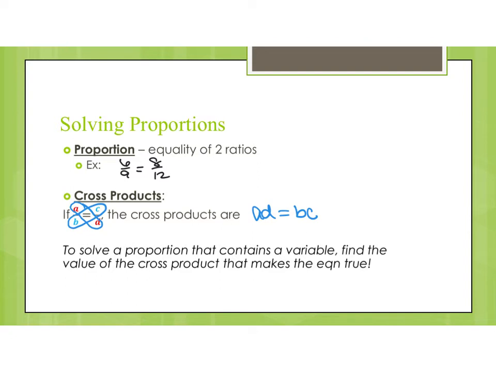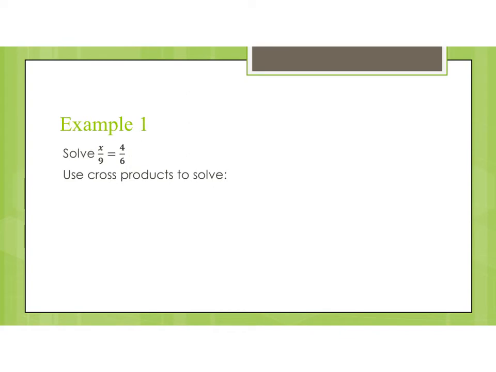So to solve a proportion that contains a variable, we have to find the value of the cross product that makes that equation true. So let's go ahead and take a quick look at an example. Example 1 tells us to solve x divided by 9 equals 4 divided by 6. And we are going to use cross products. So I'm going to start out and say x times 6. So this will give me 6x equals, then I'm going to take the product of the other side of that cross, or 9 times 4, which is 36.